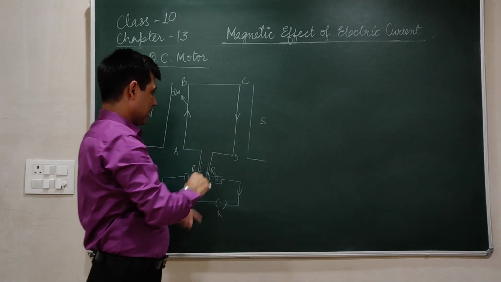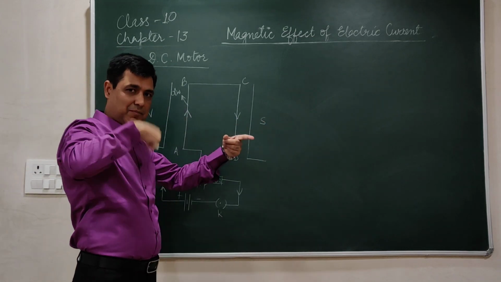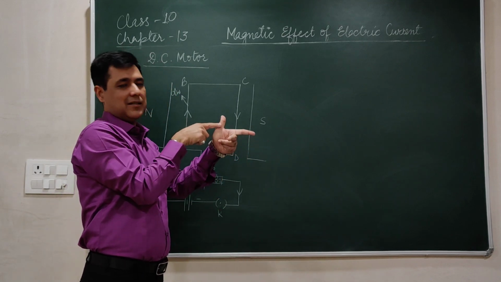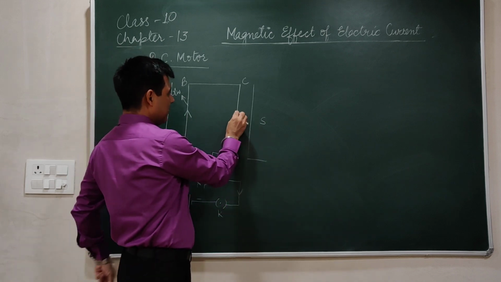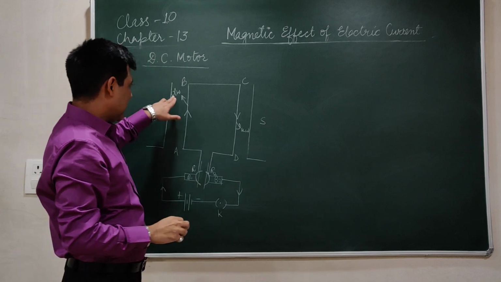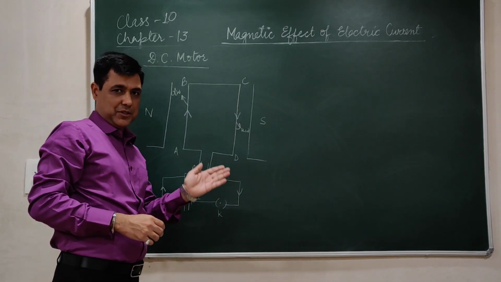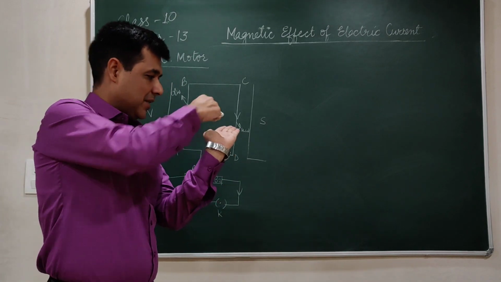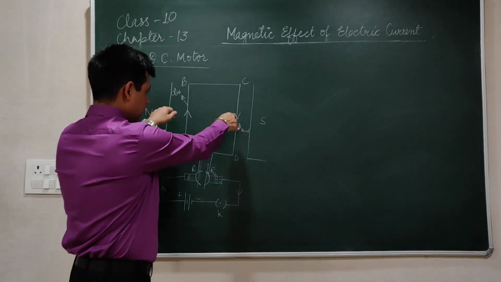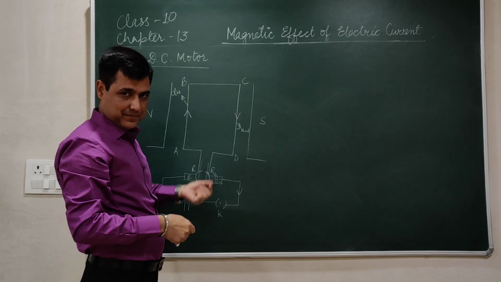And CD portion, again north south is same. Direction of current is C to D, that is from my side to your side. If I place the copy over here, so C to D, and the thumb is going upward. So this portion will be going upward. I just write UW, upward. So AB portion will move downward and the CD portion will move upward. So this coil will start rotating about its axis, that is axle.